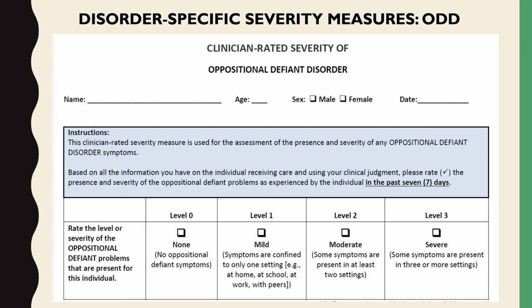The third example measure I want you to see is this measure for oppositional defiant disorder. And I did not cut off anything because there's only one item for the clinician to evaluate the severity of someone who has ODD. What do you think about this?